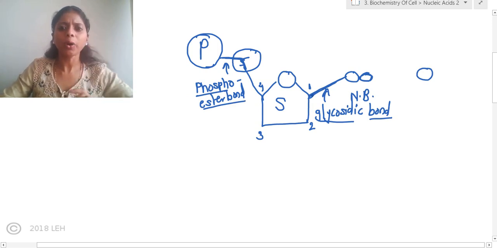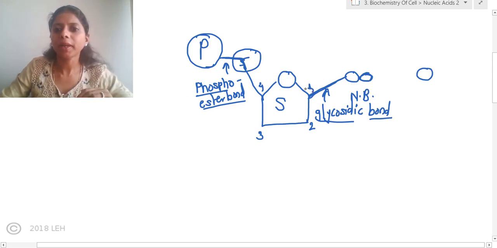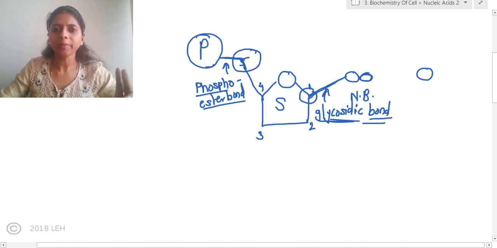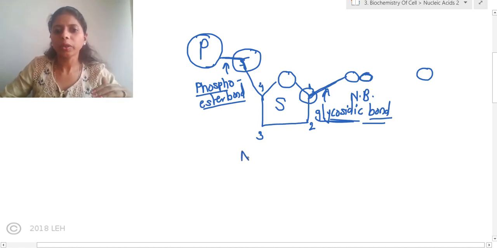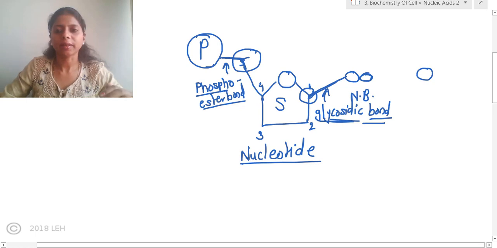The bond which joins the pentose sugar with the nitrogenous base at carbon number 1 is called the glycosidic bond. So during the formation of a nucleotide, the whole nucleotide is constructed. Two types of bonds are formed during the formation of a nucleotide.